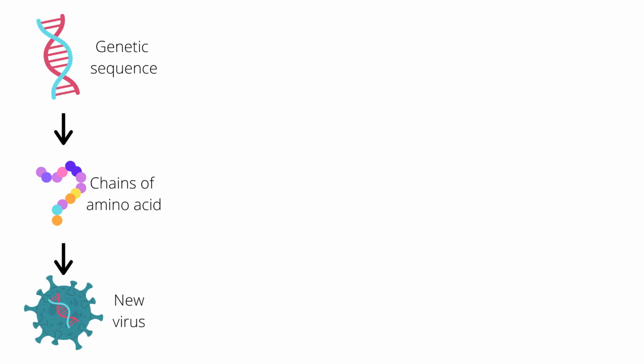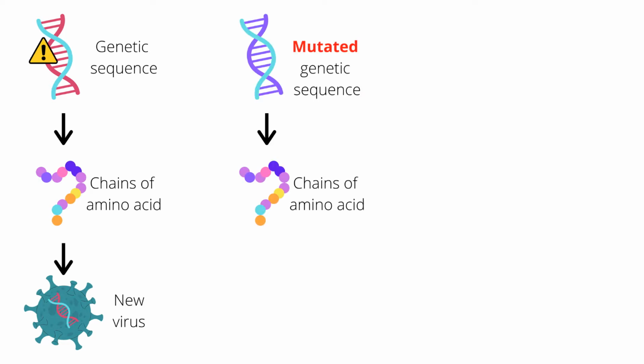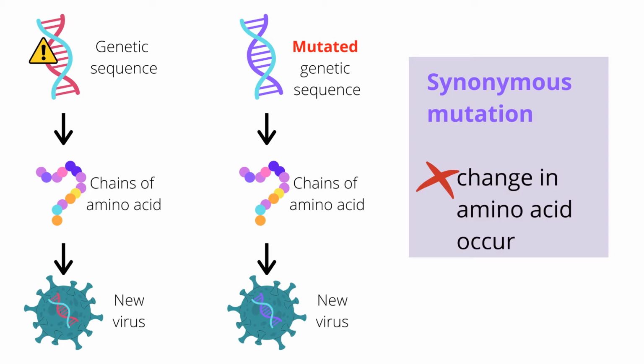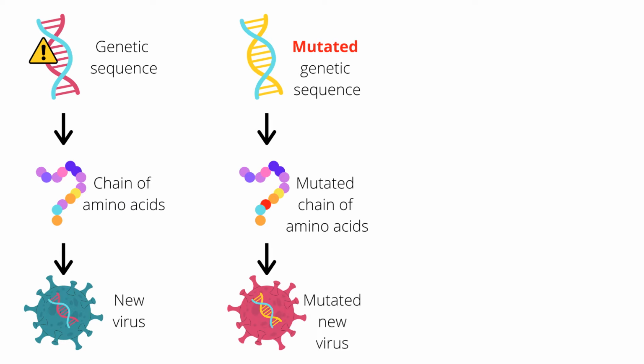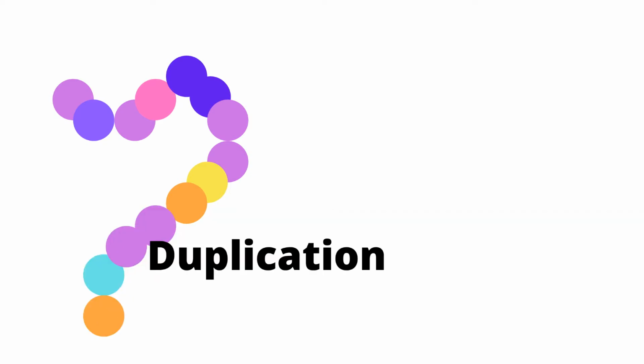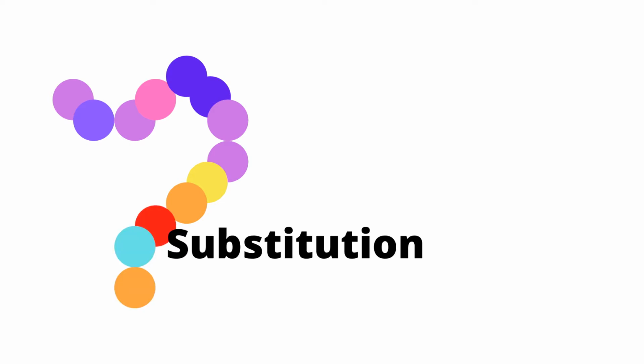During viral replication, some errors may occur. Sometimes, these mutations result in synonymous mutations, in which no change in amino acids occurs. Sometimes, these mutations result in non-synonymous mutations, in which changes in amino acids occur, such as a deletion of an amino acid in the chain, a duplication of an amino acid in the chain, or a substitution of one amino acid for another amino acid in the chain. This may lead to alteration in the features of the final protein product.